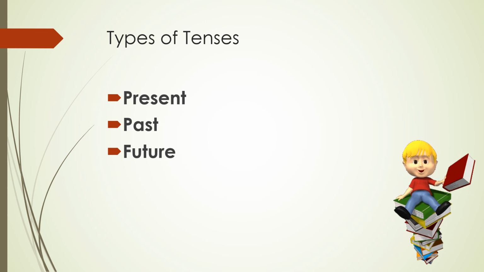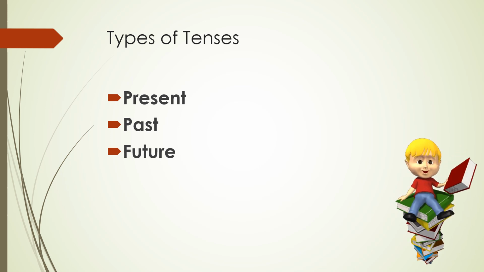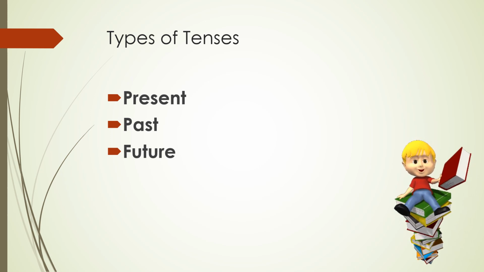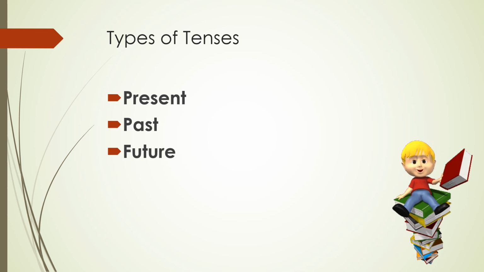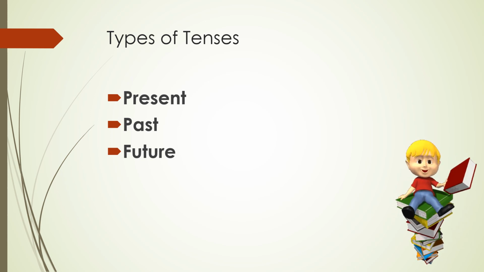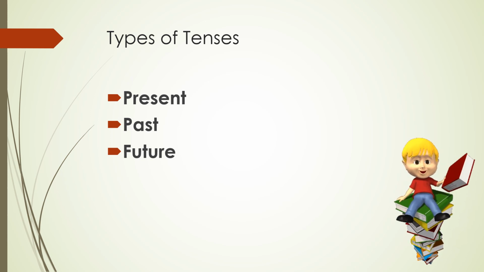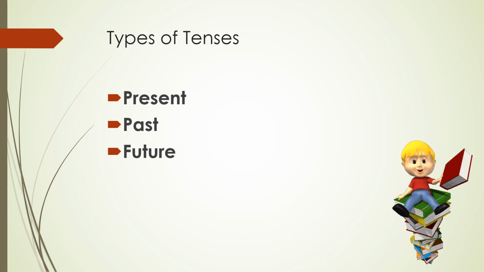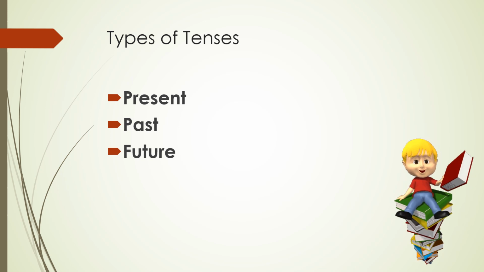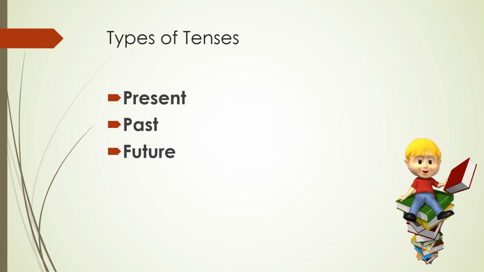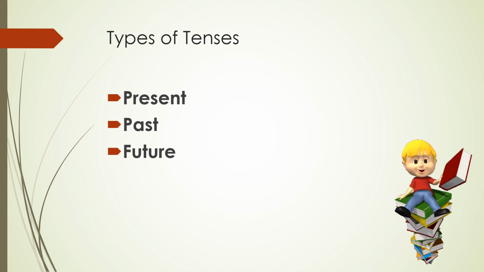Okay, so we all know that there are three types of tenses, that is present, past, and future, right? So this video is all about the present tense, like how we can convert active structures given in present tense into passive voice, right? And then I will discuss past and future in my next upcoming videos, right? So you have to watch this video completely.